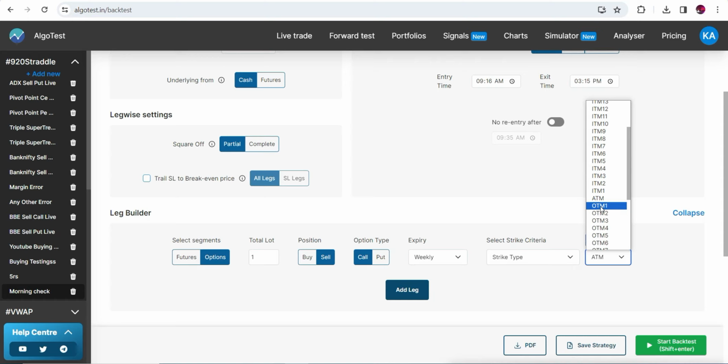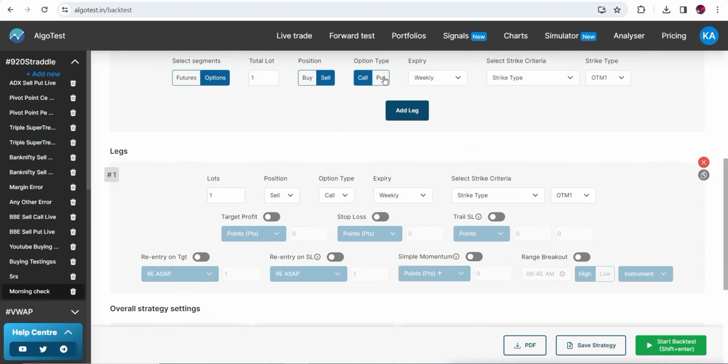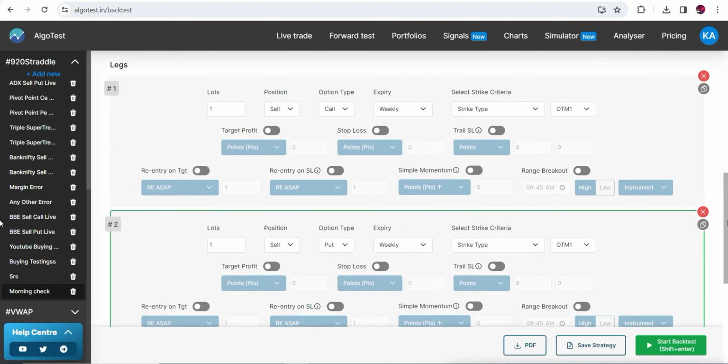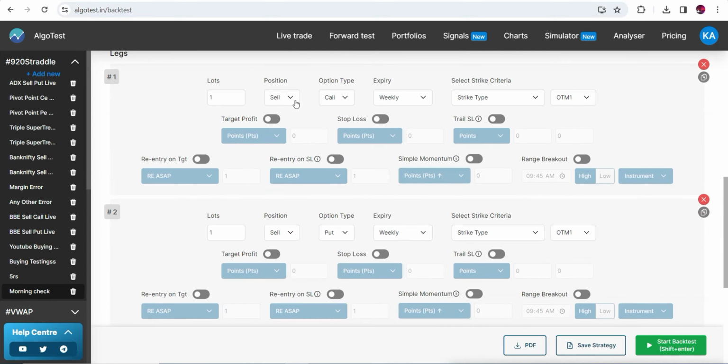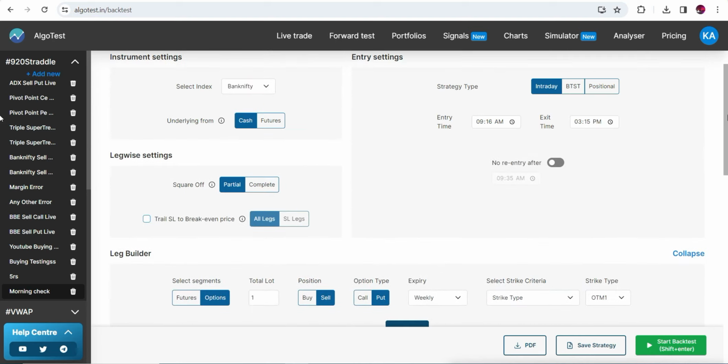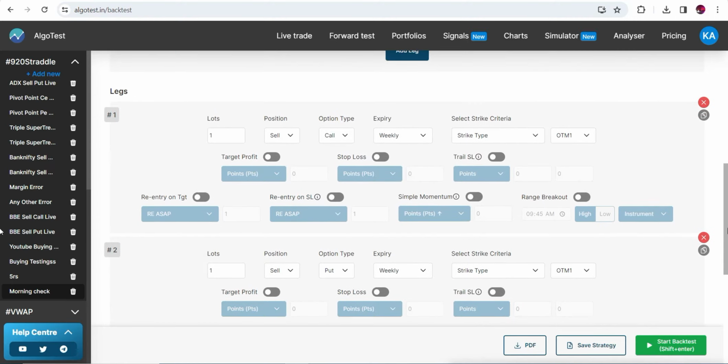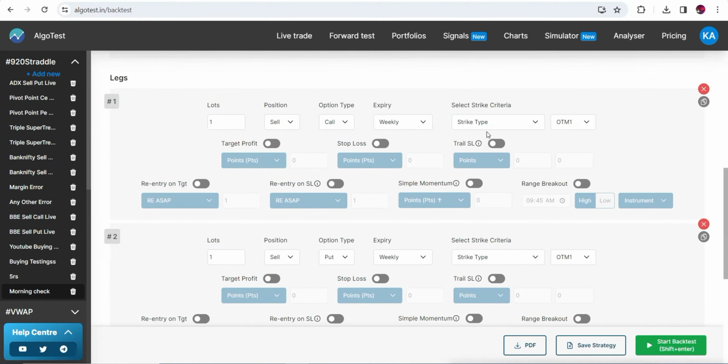Let me explain you here. If I select OTM one and call here and add leg, it means our leg is added. Similarly, we will select for put. On the put side, we select put here, and here also we will select OTM one strike, add leg. So what it does is, at morning 9:16 it sells a call and sells a put. Which strike will it select? One strike out of the money, and it will sell them. And at what time will it exit? 3:15. Let me explain this in simple terms.